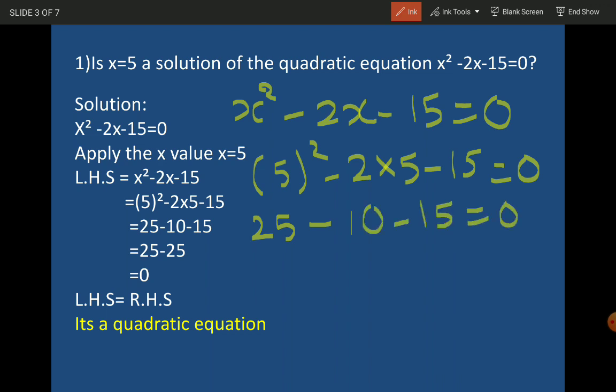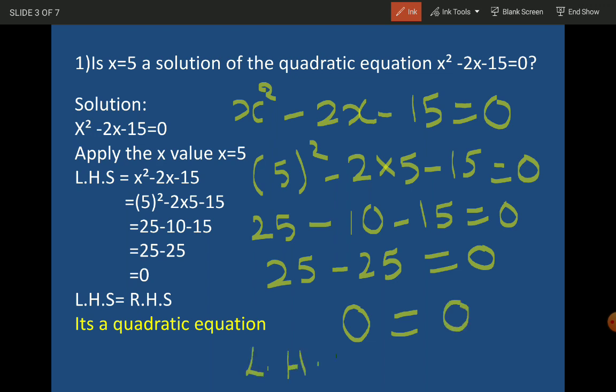See here, minus 10 and minus 15 are the same sign, so we can add. So 25 minus 25 equal to 0. Now see, plus 25 minus 25, the signs are different, so we subtract, equal to 0. So now this LHS, left hand side, is equal to right hand side. Both values are equal. So we conclude that 5 is a solution of the equation.